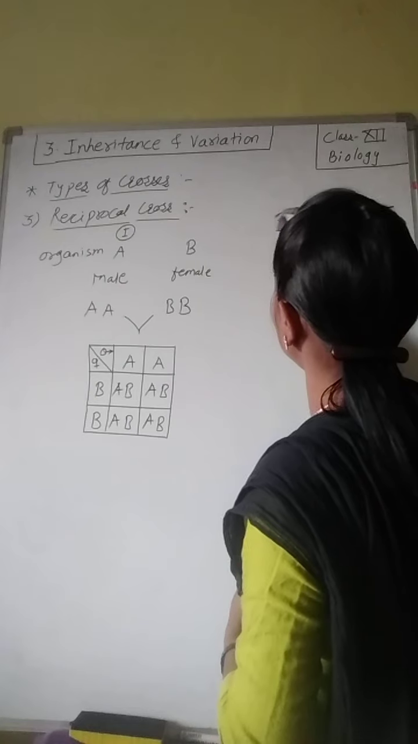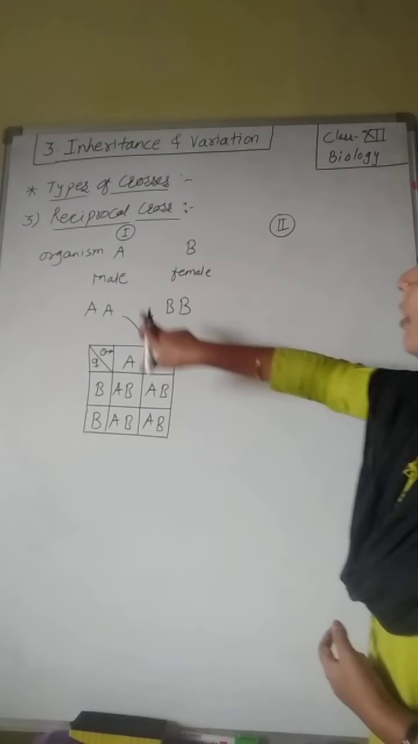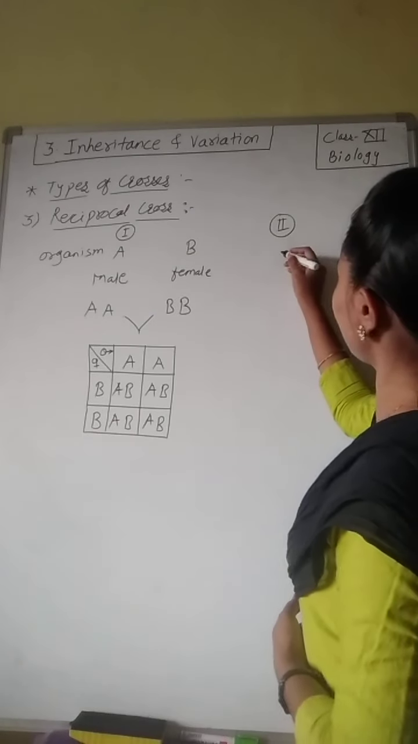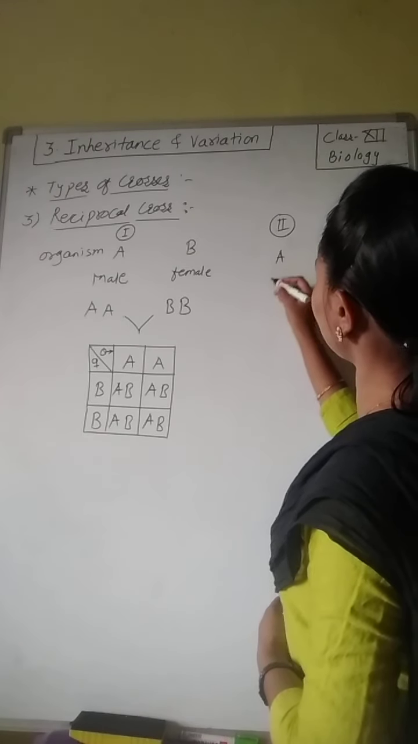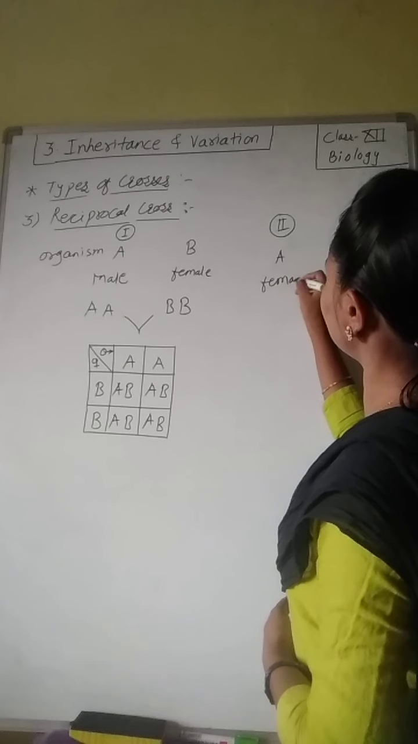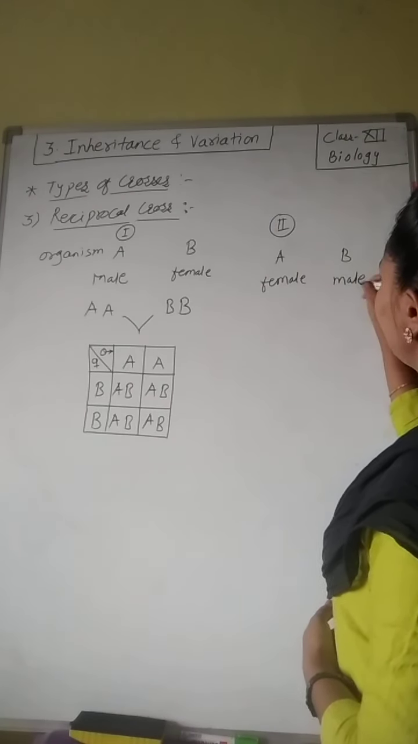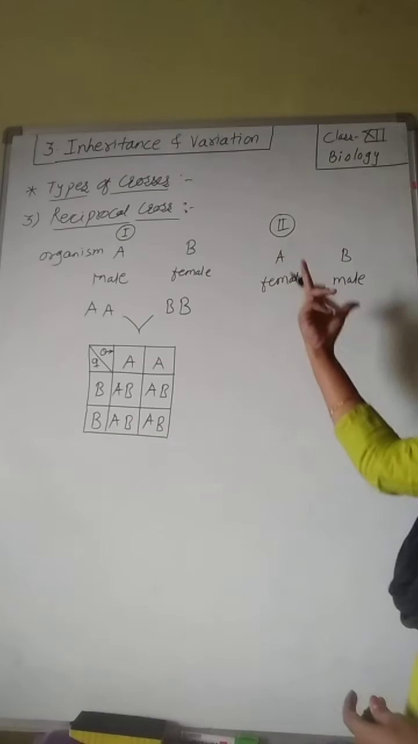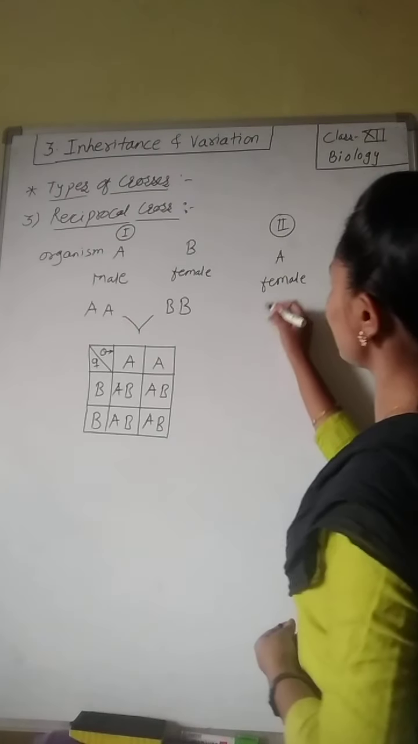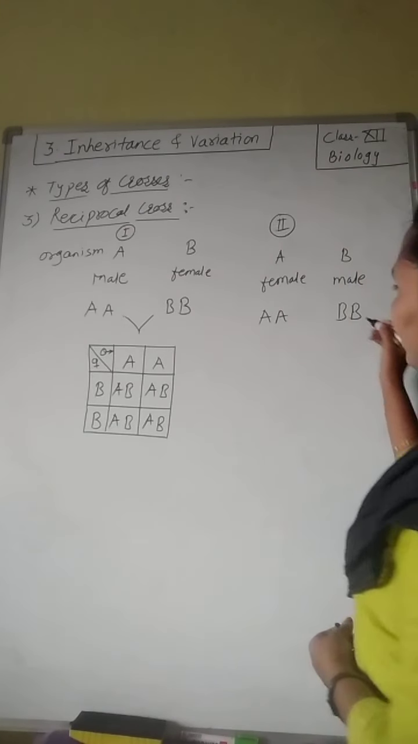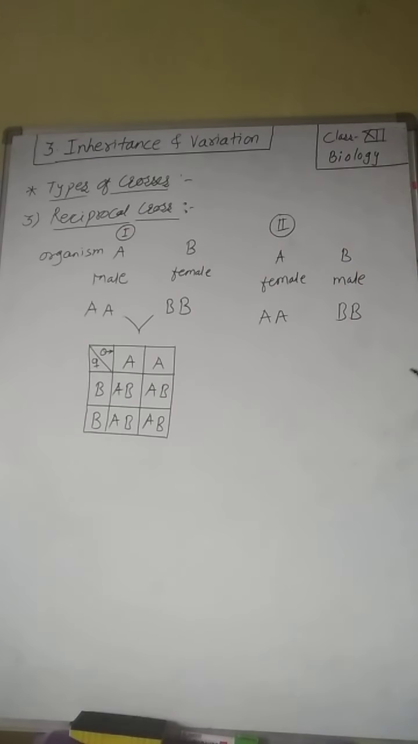Now the second case. In this, organism A is working as female and organism B is working as male. Means the same organisms are working as the same pair. So here capital A and capital B. What type of gametes will we get?